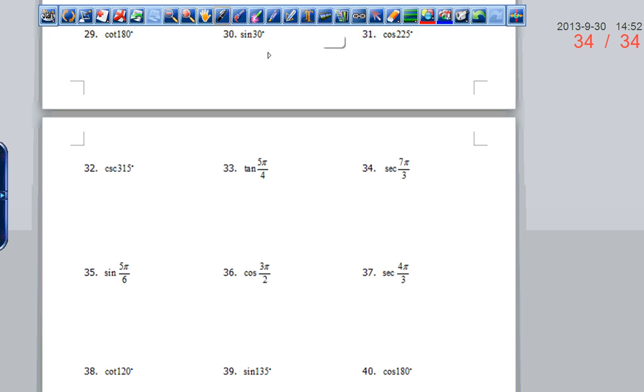How about sine of 30? So sine tells us what? For exact values, it should tell us that it's the y value. 30 degrees tells me where to go in the unit circle. So what is my y value at 30 degrees? 1 over 2, 1/2, 0.5. 1 divided by 2.